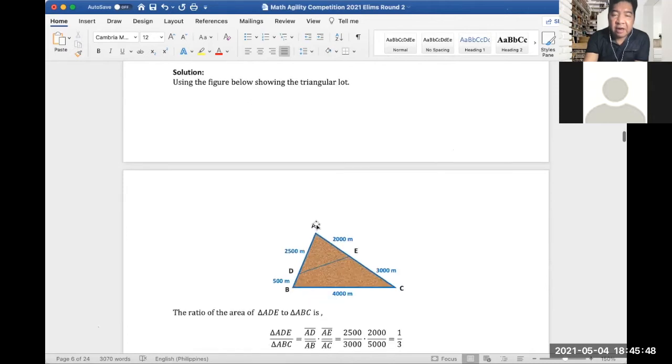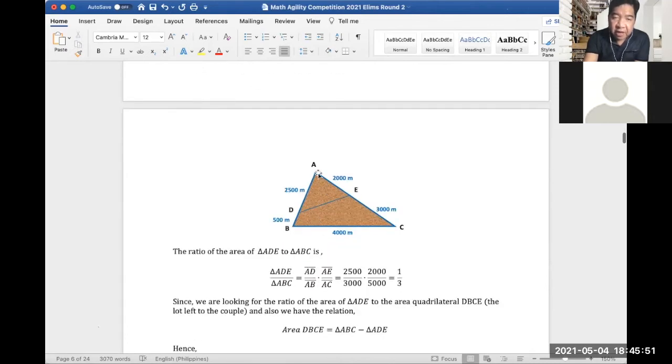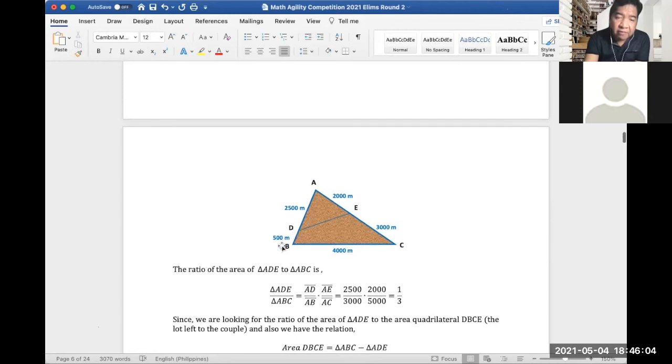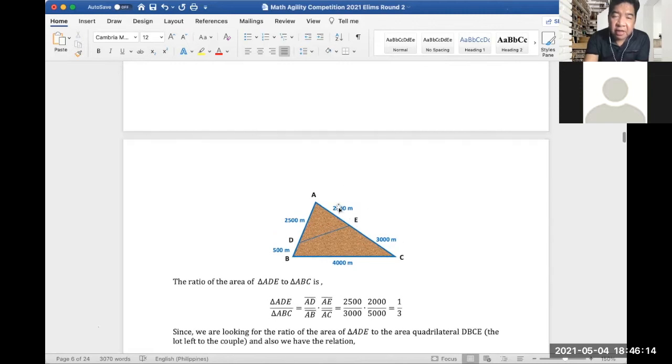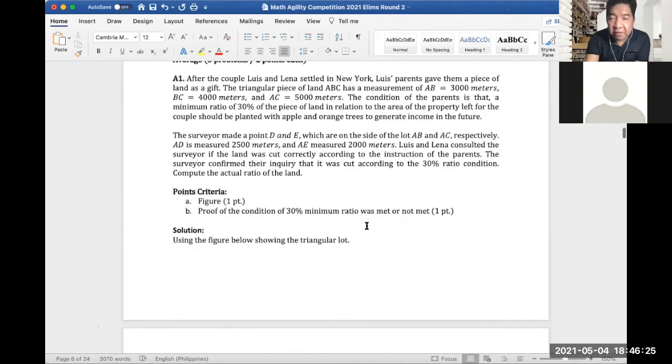So this would be the triangular lot. AB has a total of 3,000. Point D is in between, on side AB. Given AD is 2,500, therefore DB would be 500, right? If this is a total of 3,000. And then for AC, point E is located there, and it was given that AE is 2,000. Since the total of AC is 5,000, therefore EC would be 3,000, right? And then for BC, it's also given it's 4,000 meters, right? Okay.